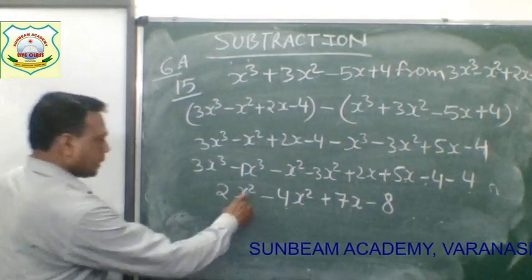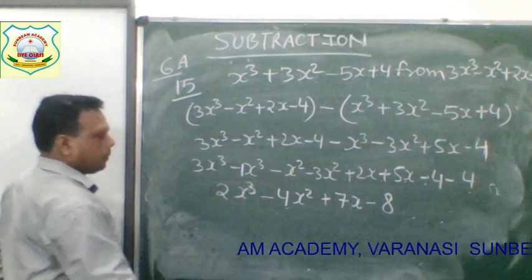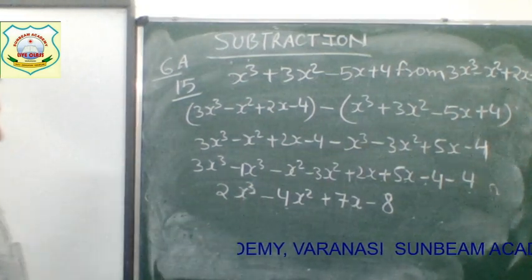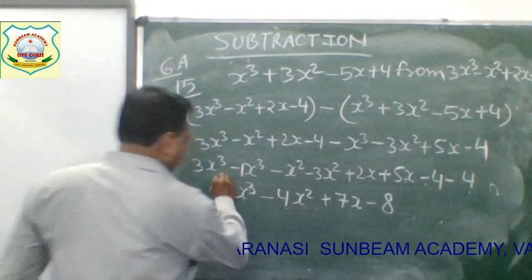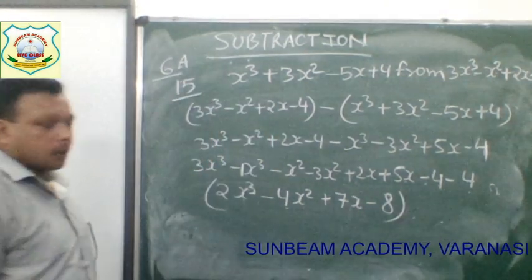It will be your answer. 3x cube minus 4x square plus 7x, sorry, minus 8. Clear students? Note it down.